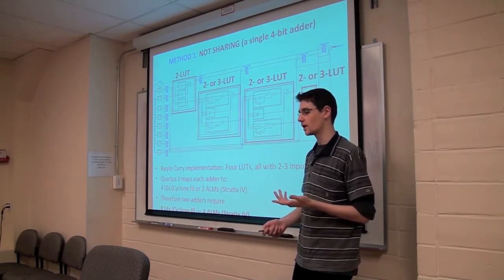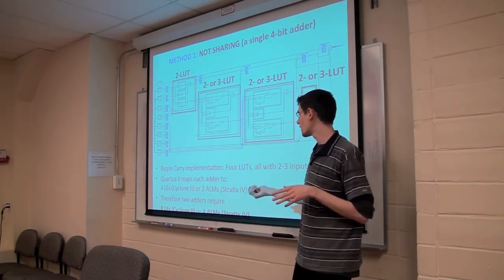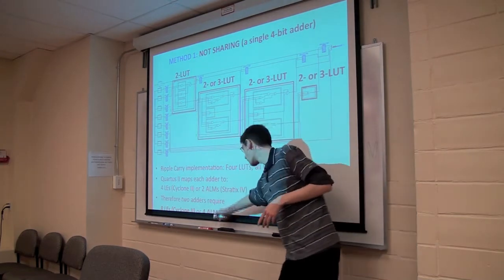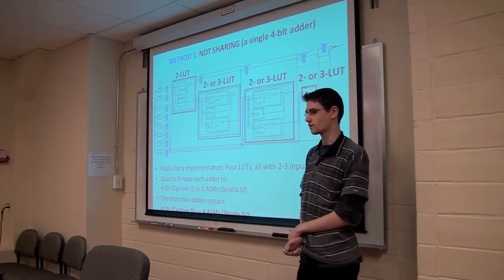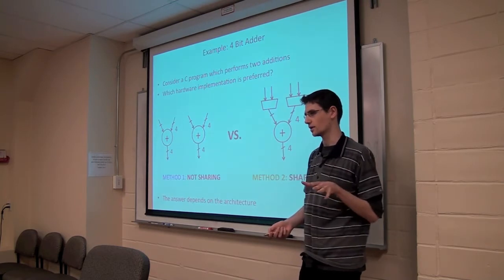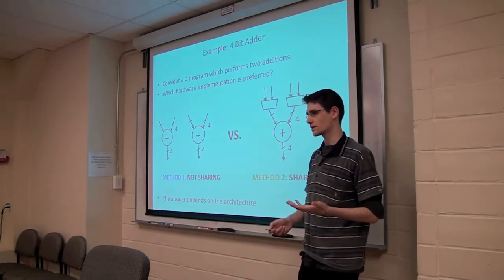If we have 2 4-bit adders, which was method 1, we have 8 logic elements in Cyclone 2, or 4 adaptive logic modules in Stratix 4. So just recall that's method 1 on the left. Okay, so let's compare this now to method 2.